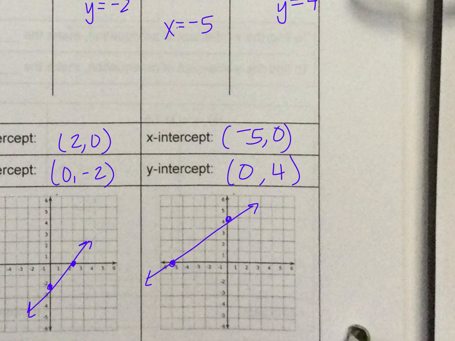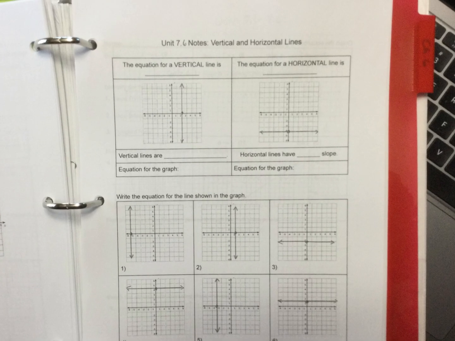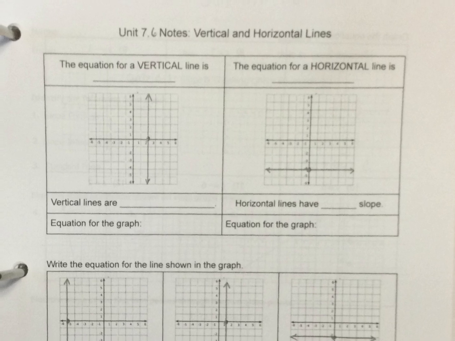Now I need you to flip over to page 7.20. All right, on this page, we are just doing vertical and horizontal lines. A vertical line is written as x equals something. A horizontal line will be written as y equals something, anything. Vertical lines are undefined. We know that. Horizontal lines have 0 slope.